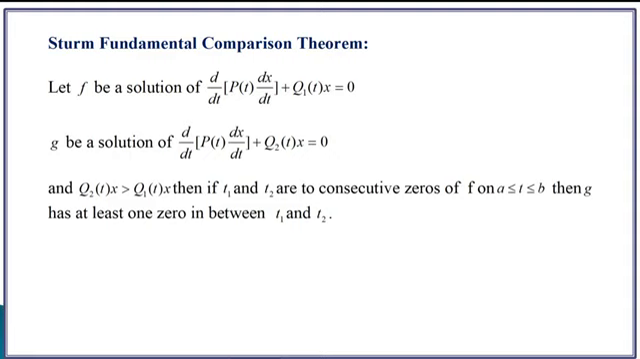When f and g are two linearly independent solutions of the same equation, we have seen the separation theorem, and here f is a solution of one equation and g is a solution of the other equation. Here also we can conclude that if q2 is greater than q1, then in between any two consecutive zeros t1 and t2 of f, there is at least one zero of g. We are not going to prove it here, but this is also a very important result.